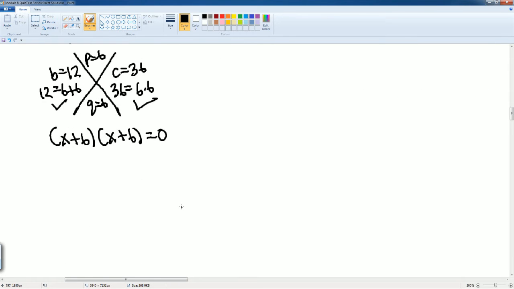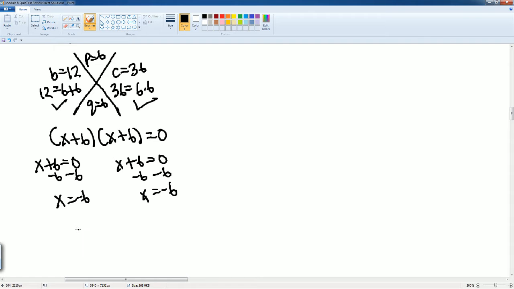To find the solution, we set the factors equal to 0. x plus 6 equals 0, and x plus 6 equals 0. To solve, I subtract 6 from both sides. I get x equals negative 6. Same thing for the second one. I get x equals negative 6. So here, the two solutions are x equals negative 6 and x equals negative 6.